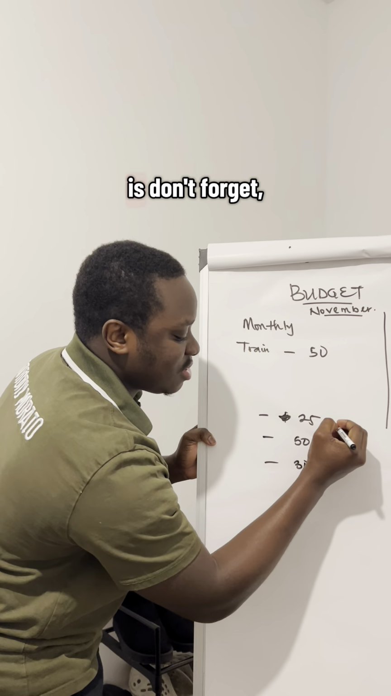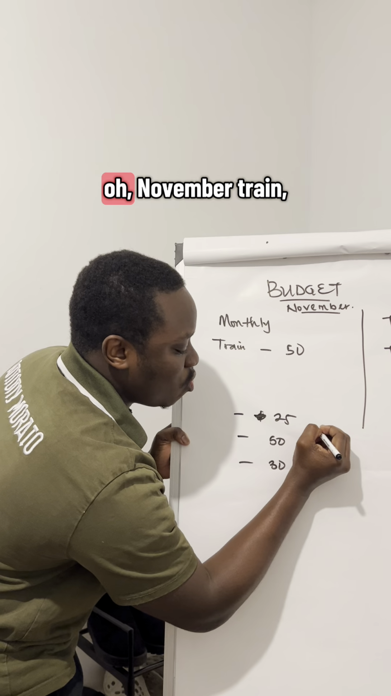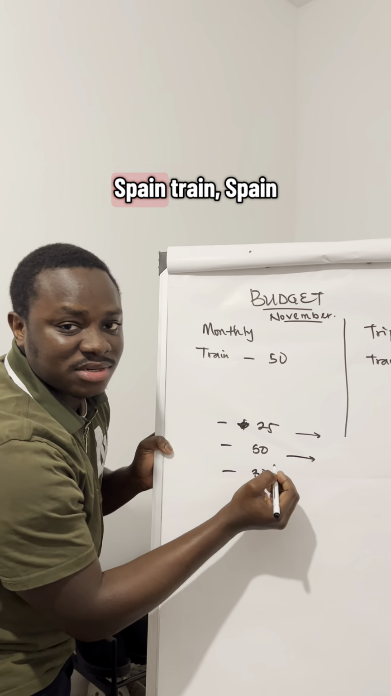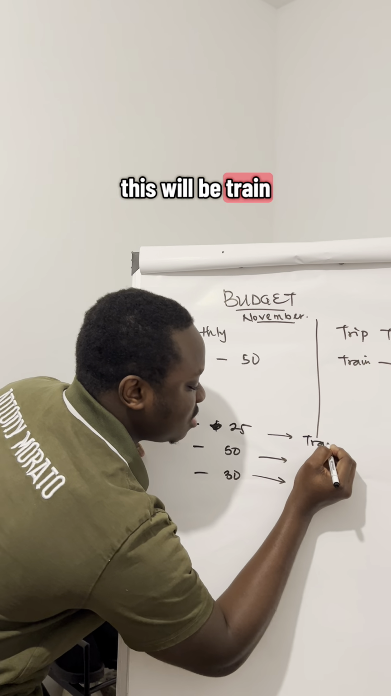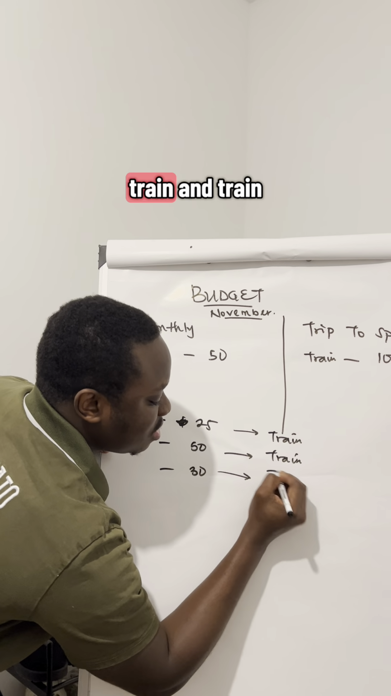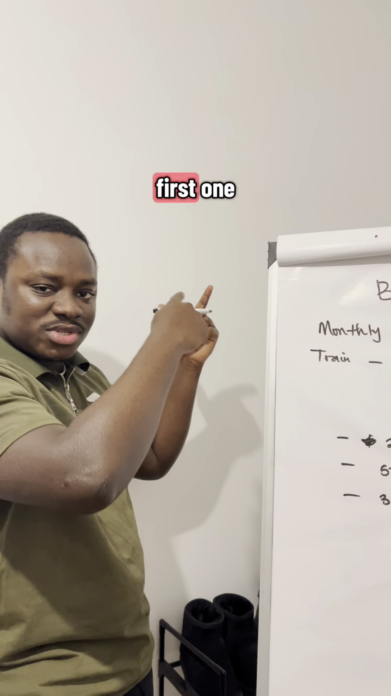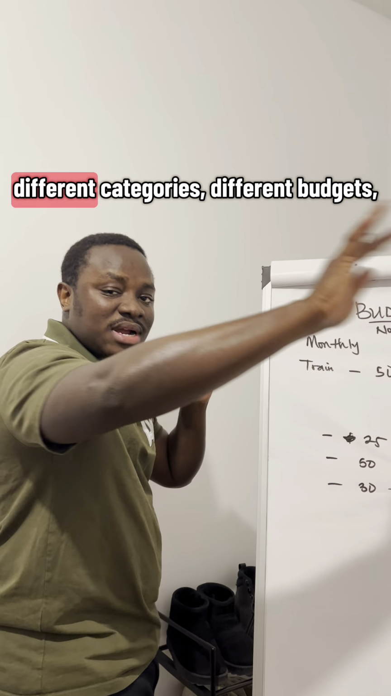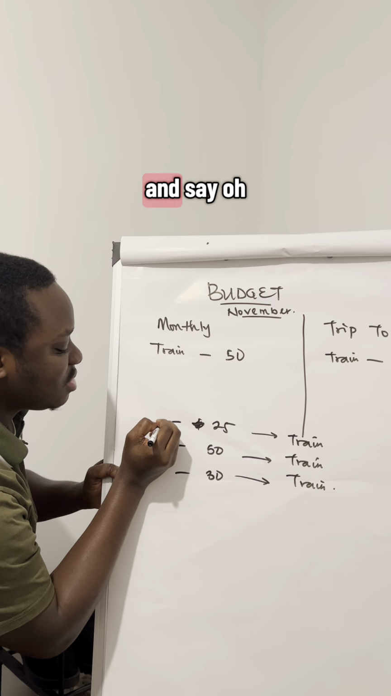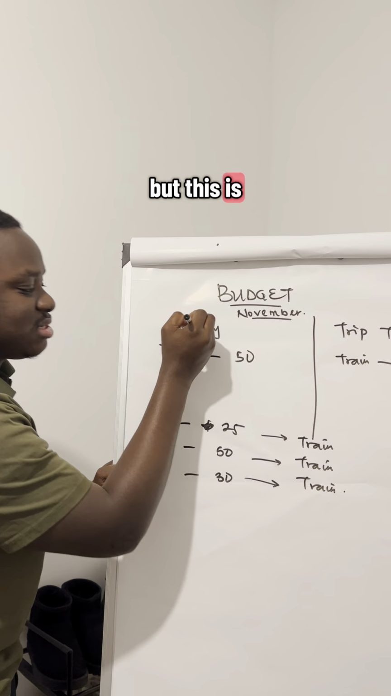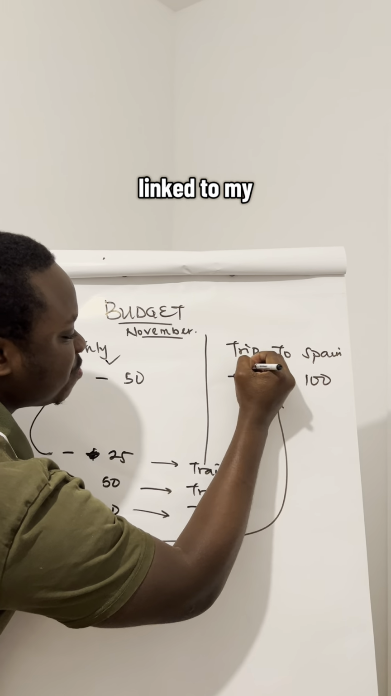What you do is, don't forget, we said the category should be the atom. Rather than saying, oh, November train, Spain train, you just leave it as it is. So this will be train in your category, train and train. But what you do is, now remember when we talked about the first one, your transaction can be linked to different categories, different budgets, debts, receivables. What you now do is you link this transportation and say, oh, this was train, but this is linked to my monthly budget. These other 2 are linked to my Spain trip.